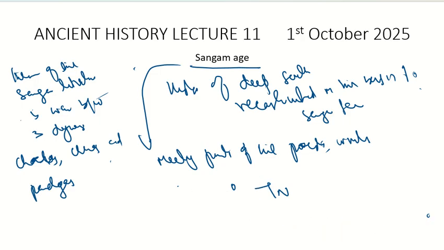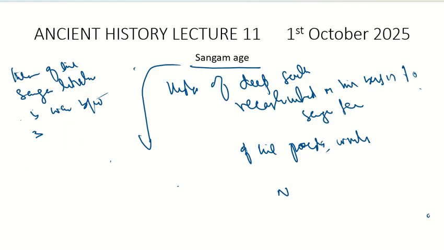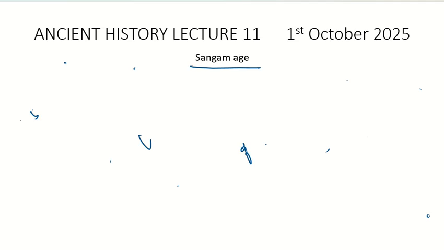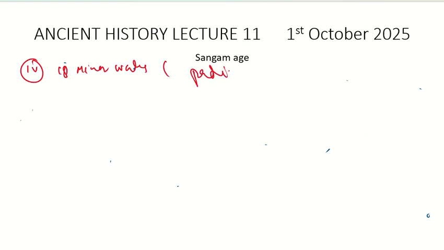Then we have the 18 minor works, which I will not list because they are not going to ask you questions from it. Just remember. Fourth, 18 minor works, or we can say Padinenkilkanakku. So this is the spelling: PADINENKILKANAKKU. Then we have the last.